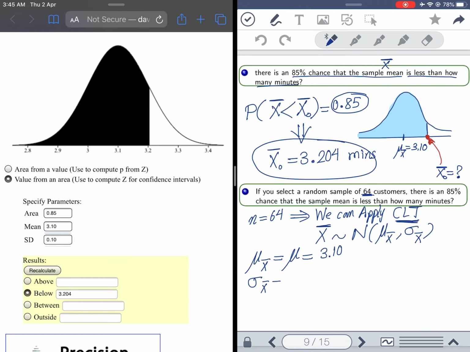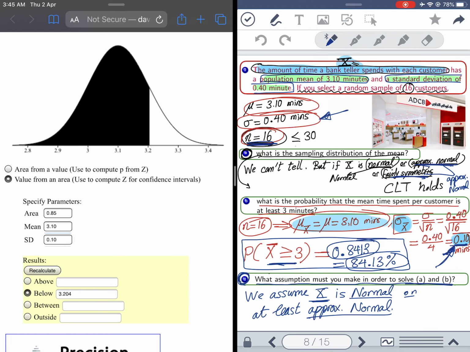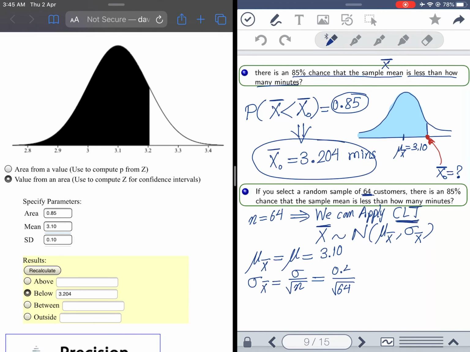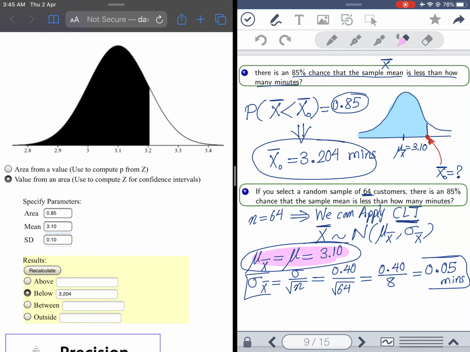But what is our standard deviation? Our standard deviation is the population standard deviation divided by the square root of the sample size. Our sample size changed now, so it will be divided by radical 64. But our sigma, what was it? Now you want the population sigma. So this is our sigma now, 0.40 minutes. So here you'll say 0.40 over radical 64. Radical 64 is 8, and so this will be 0.05 minutes. So now this is your standard deviation and this is your mean for your normal distribution. Okay, so highlight them and just put them in the calculator.